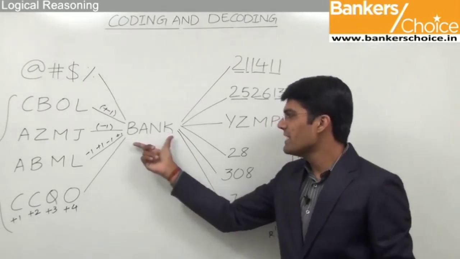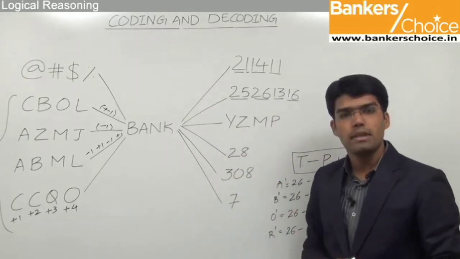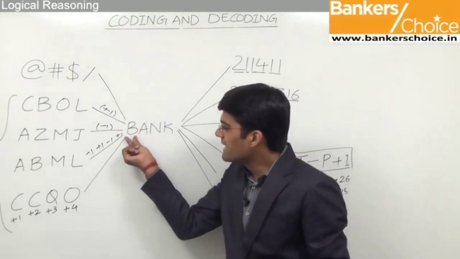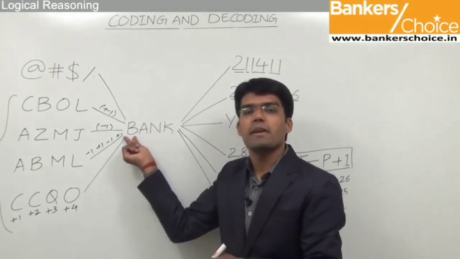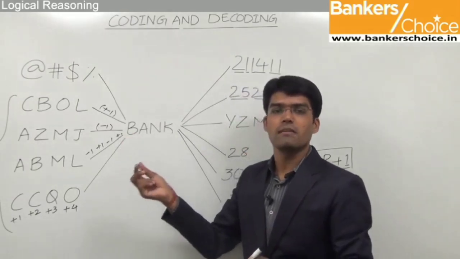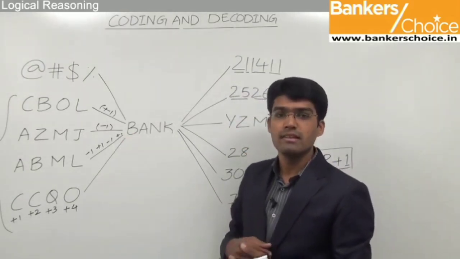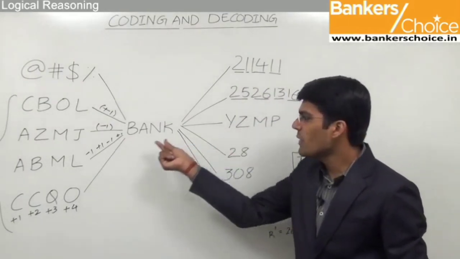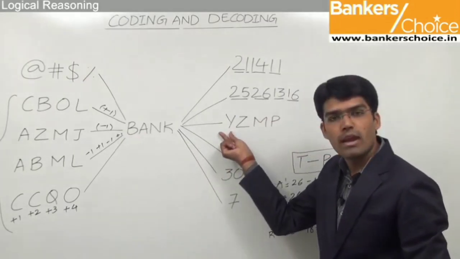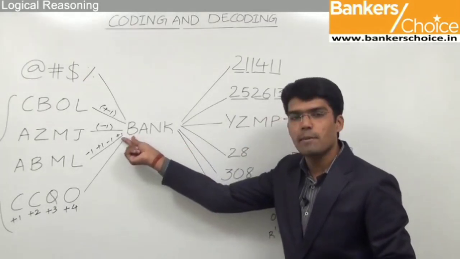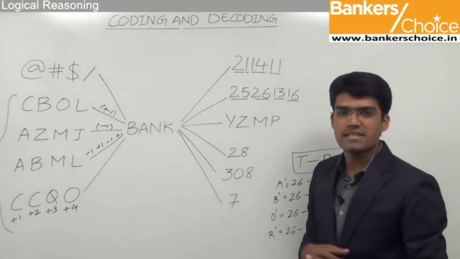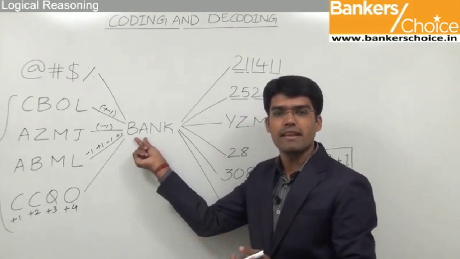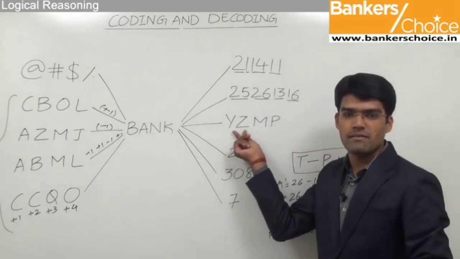Here the word bank has been taken as YZMP. Now the logic in this type of coding is as follows. We know that the letter B is second in the alphabetical order. But when we come from the reverse side, that is in the reverse alphabetical order, the same second position will be occupied by the letter Y. So that is why B has been replaced with the letter Y. So B is second letter in the alphabetical order and Y is second letter in the reverse alphabetical order. Similarly, A is first letter in the alphabetical order, and when we come from the reverse side, Z is going to be the first letter in the reverse alphabetical order.